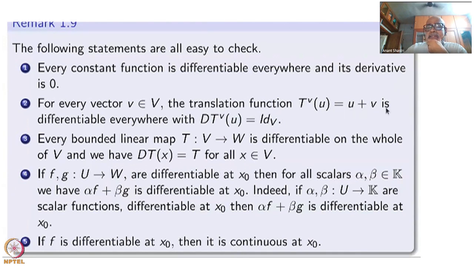So for the translation map, adding a constant, this is a rule. You can differentiate this function using the identity. The derivative of the identity map is the identity, and v is constant, so it goes away. That's another way of looking at it. Every bounded linear map is also differentiable. Here one lucky thing is that we don't have to make further assumptions. If you start with a linear map, you don't know whether it is continuous, so you have to put in that extra condition, continuity. Once it's continuous, it is differentiable, and its derivative is again the same function T at all the points x.